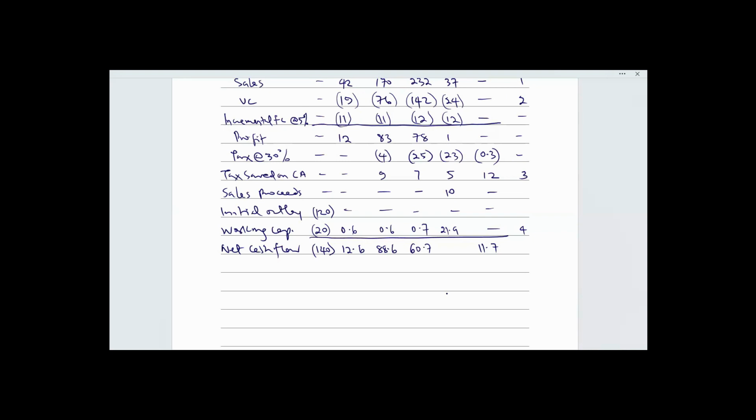No, it can't be up to 58.9. We have 21.9. Oh, sorry, there's an error. I did not put all of this in brackets. Sorry, it's a cash outflow. So that means what we have done is wrong here. So let's recalculate.